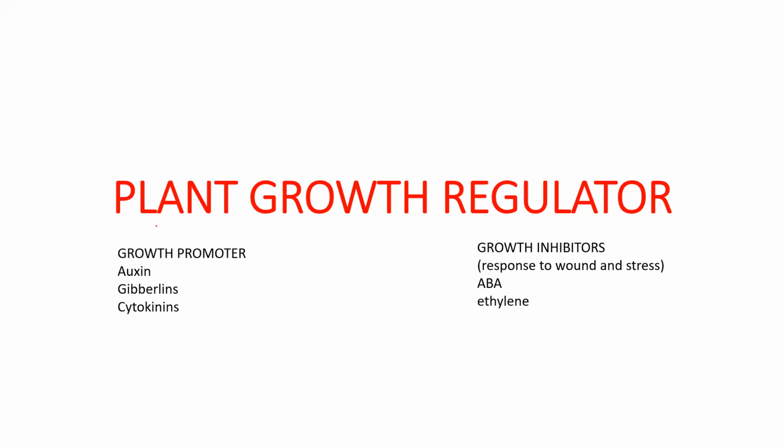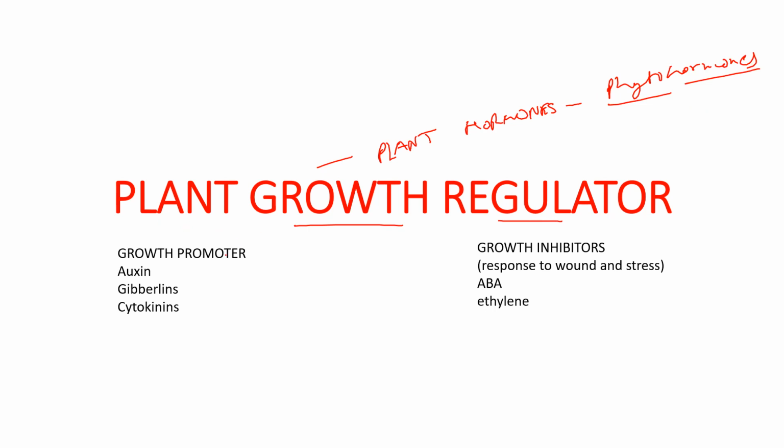In this video, we are going to talk about plant growth regulators. Plant growth regulators are plant hormones, which are also known as phytohormones. Phyto means plant, hormones means chemical. There are two types: growth promoter and growth inhibitor. Growth promoters are auxin, gibberellin, and cytokinin, and growth inhibitors are ABA and ethylene.